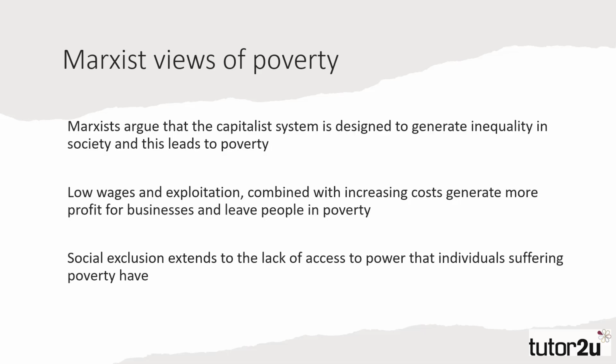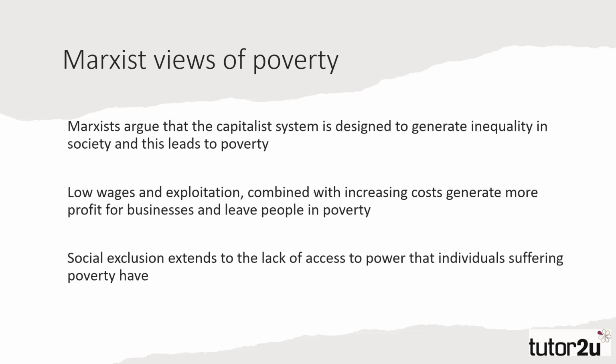As a class conflict theory, Marxism is possibly best placed of the critical theories to analyse the structural inequalities in society that lead to poverty. They argue that the organisation of capitalism will inevitably lead to inequality in society, and this leads to poverty for those in the lower socioeconomic classes.